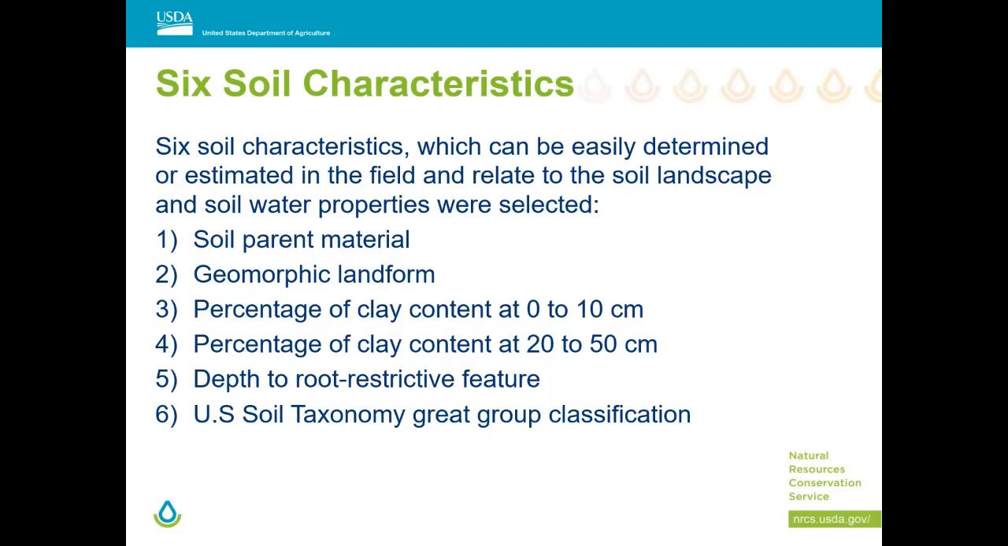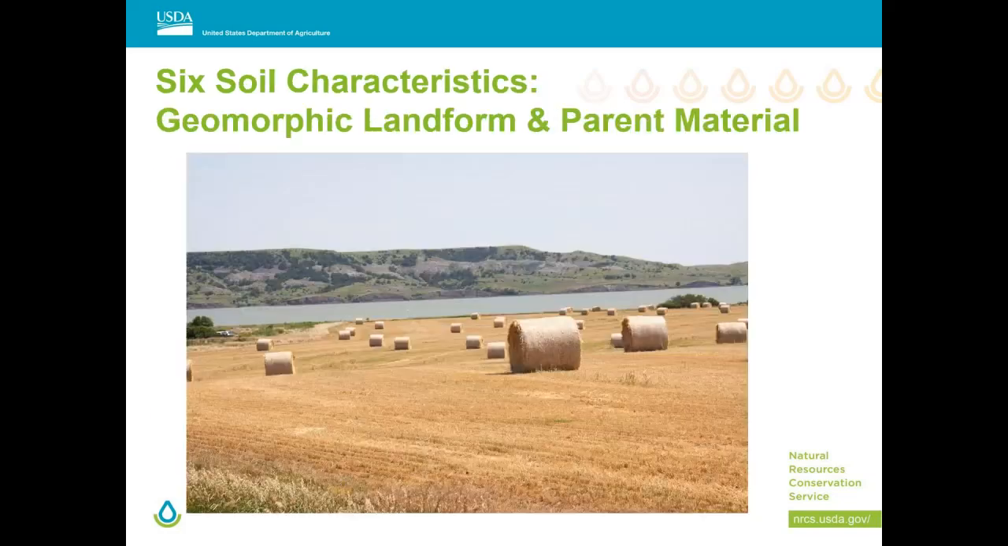Six soil characteristics which can be easily determined or estimated in the field and relate to soil landscape and soil water properties were selected for this analysis. The soil parent material, geomorphic landform, percentage of clay content 0 to 10 centimeters, percentage of clay content 20 to 50 centimeters, depth to restrictive feature, and the US soil taxonomy grade group.